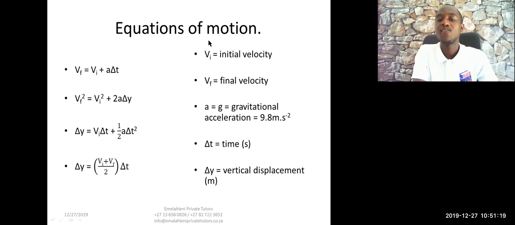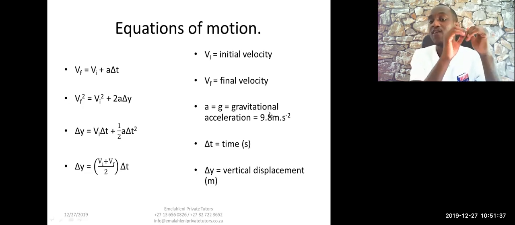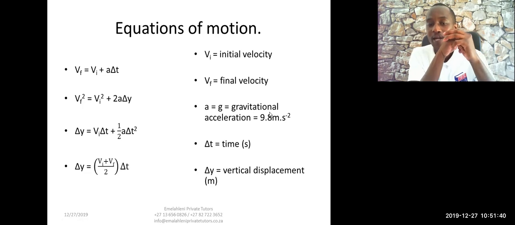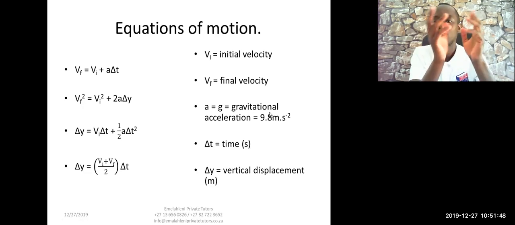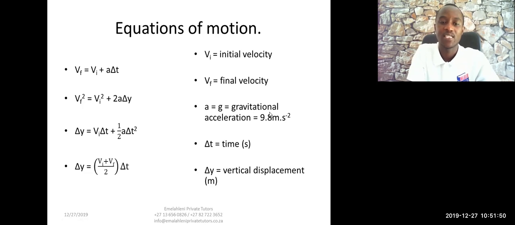V initial is the speed or velocity an object starts with, and V final is the final velocity. The acceleration a is the same as your g, the gravitational acceleration, which is 9.8. And this is constant, okay? 9.8 is constant. Whether throwing it up, throwing it down, or dropping it, it is still experiencing 9.8 meters per square second.